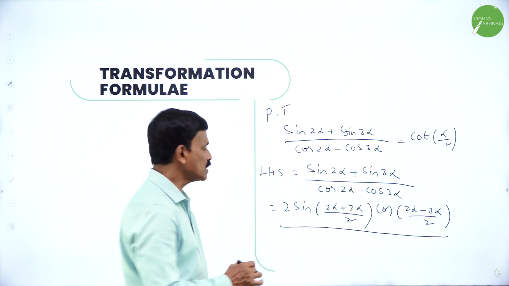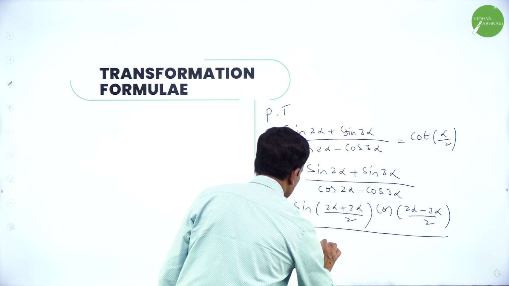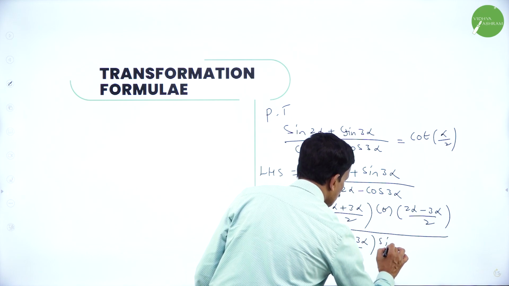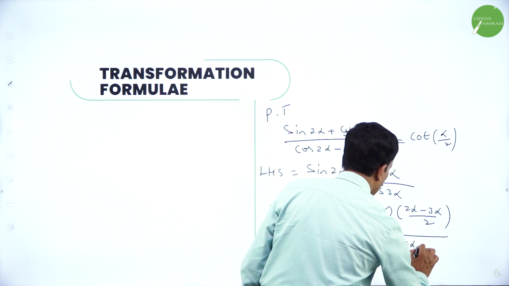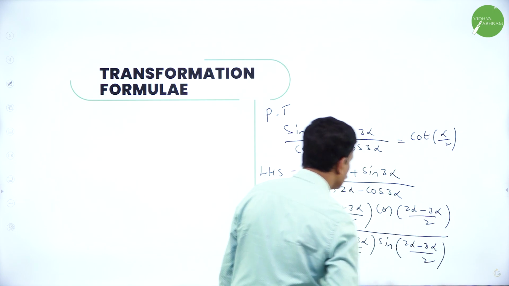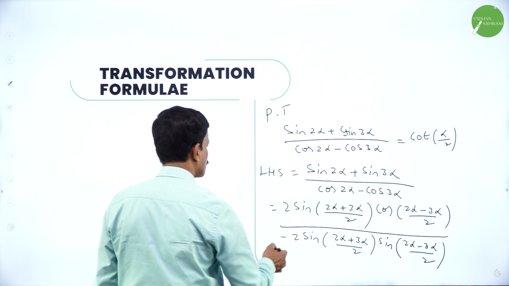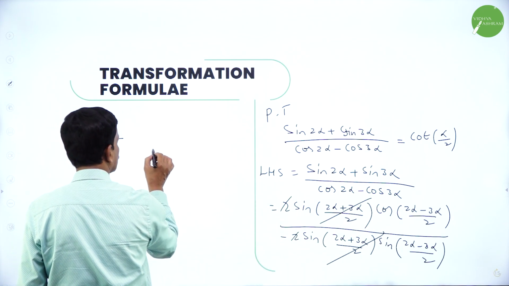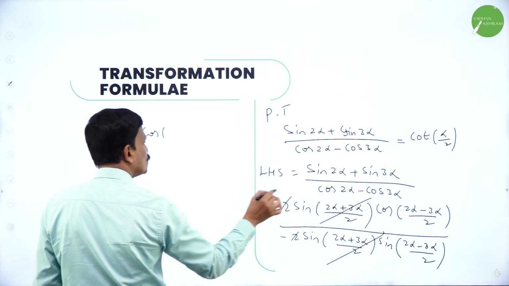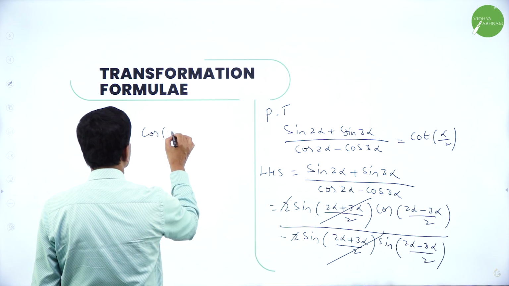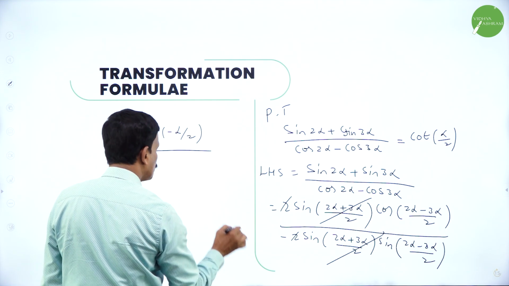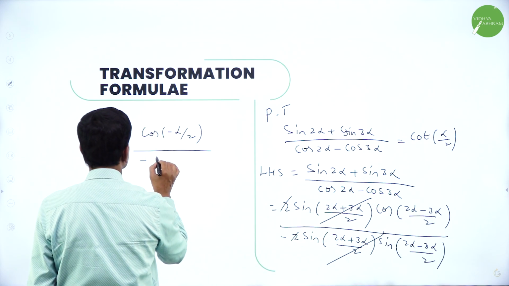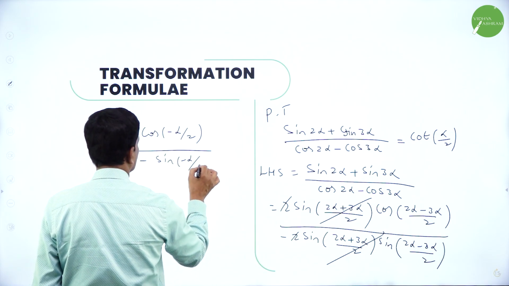What is cos c minus cos d? Cos c minus cos d is minus 2 sin (c plus d) by 2, that is (2 alpha plus 3 alpha) by 2, into sin (c minus d) by 2, that is (2 alpha minus 3 alpha) divided by 2. So you can straight away cancel the terms. So 2 gets cancelled, this will also get cancelled. What is left over? In the numerator, cos of (2 alpha minus 3 alpha) by 2, that is minus alpha by 2. In the denominator we have a negative sign, and sin of (2 alpha minus 3 alpha) by 2 is sin of minus alpha by 2.